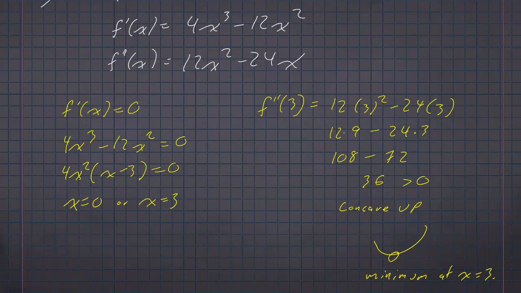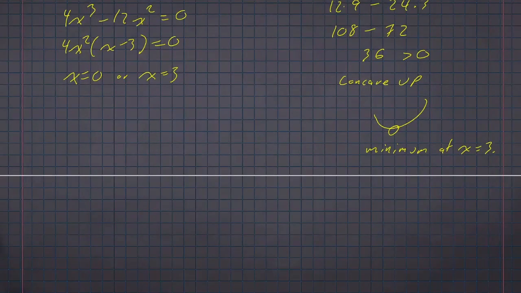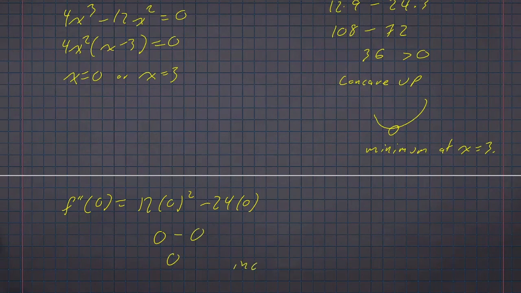Compare that to the second derivative at 0. F double prime of 0 is going to be 12 times 0 squared minus 24 times 0, which is 0 minus 0, which is 0. So at x equals 0, the second derivative test is inconclusive.